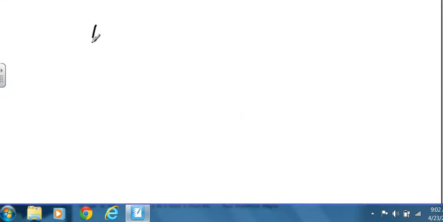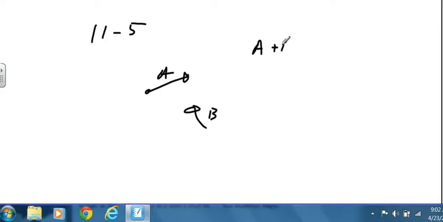So in section 11.5, what we're going to do is have vectors. We have some vector A, and we have some vector B, and we're going to find A plus B by a graphical method. We're going to take A and put it down, and then we're going to put B down, and that's equal to vector C, and there's vector C. Okay, well that's the plan.